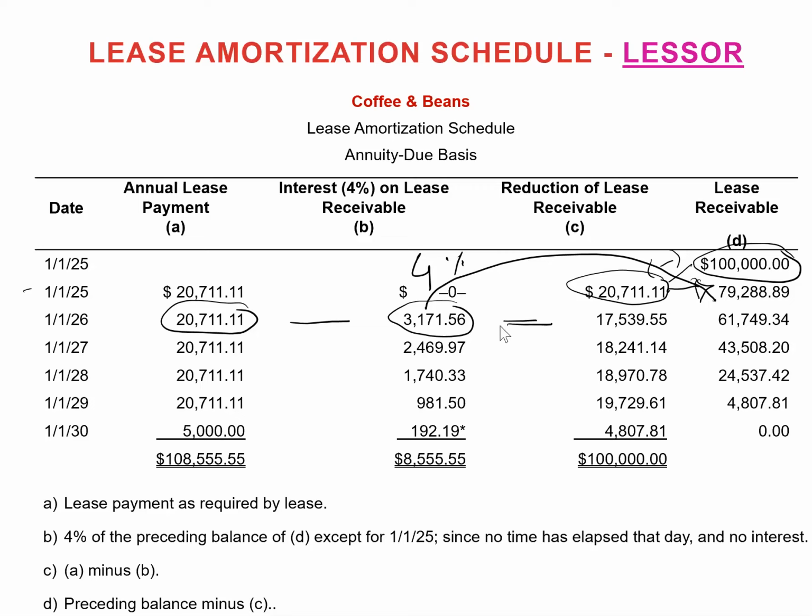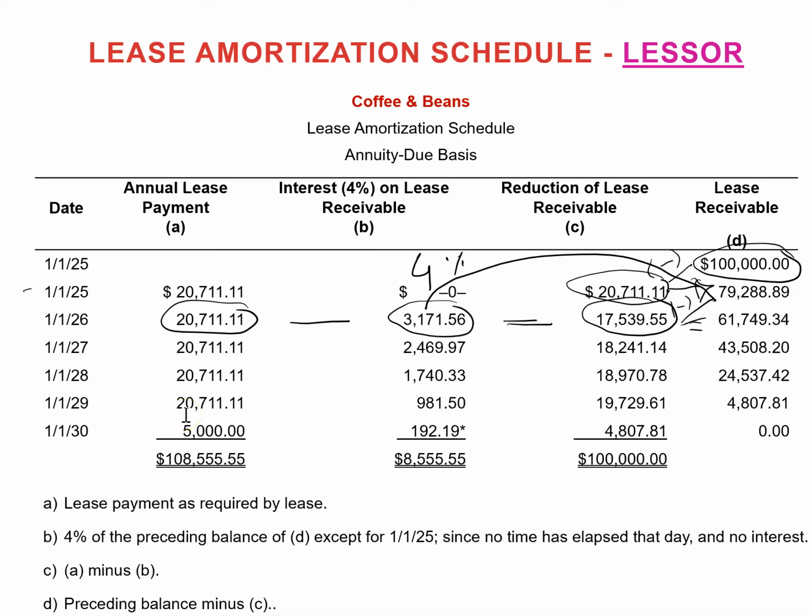So after taking that interest part out, this rest of the amount will be considered as a reduction of the lease receivable. So again, if you subtract that 17,539.595 from 79,000 to 88.89, you will get this amount 61,749.34. And all these steps are also written here, and this is how the lease amortization schedule will be prepared.